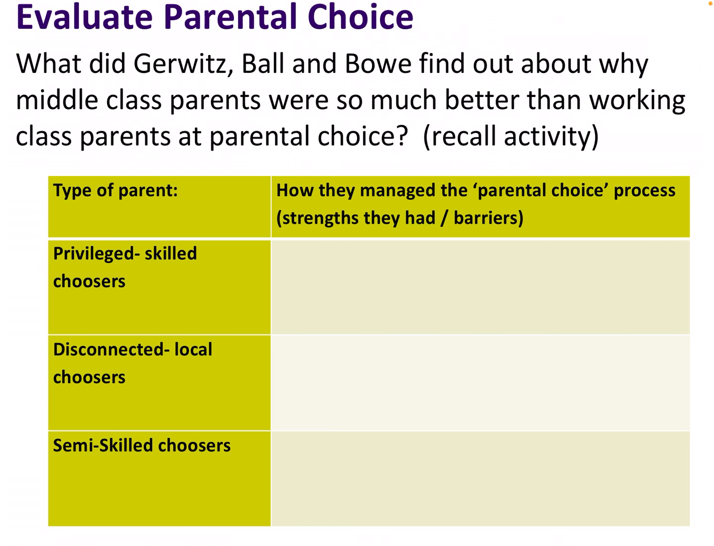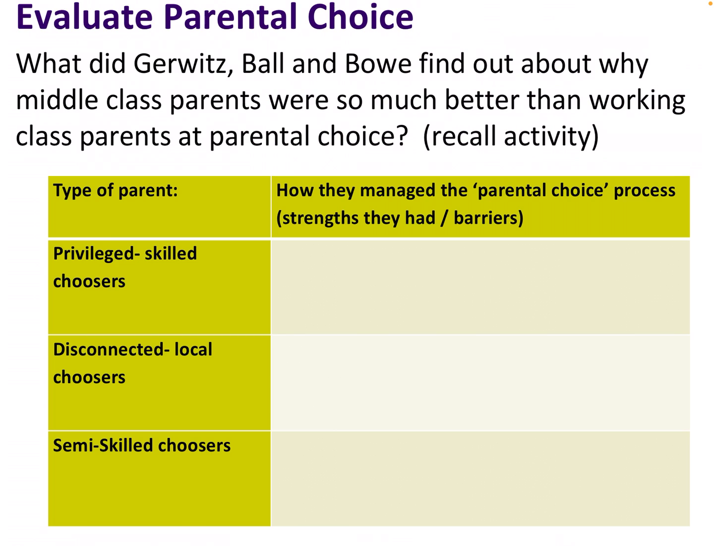So remember, they categorised the parents that they interviewed into 3 different categories. They said there was the privileged skilled choosers, the disconnected local choosers, and the semi-skilled choosers. Now, what I'd like you to write is how each of those different types of parents managed the parental choice process. What were they good at? What were their strengths? And what barriers did they have to overcome?